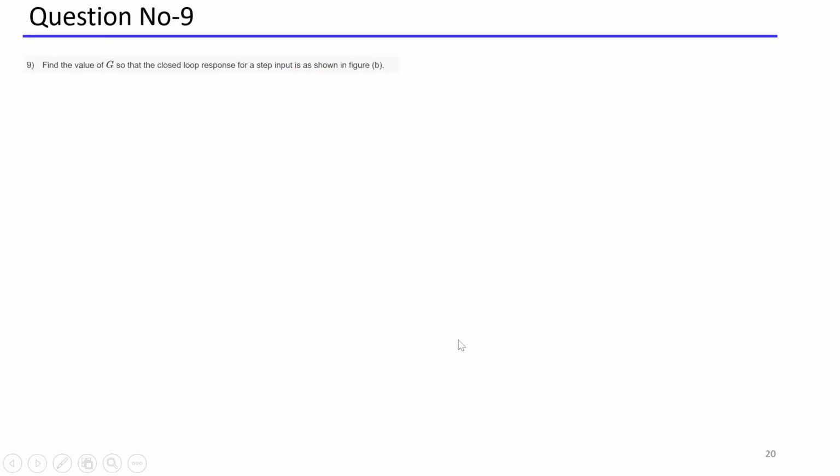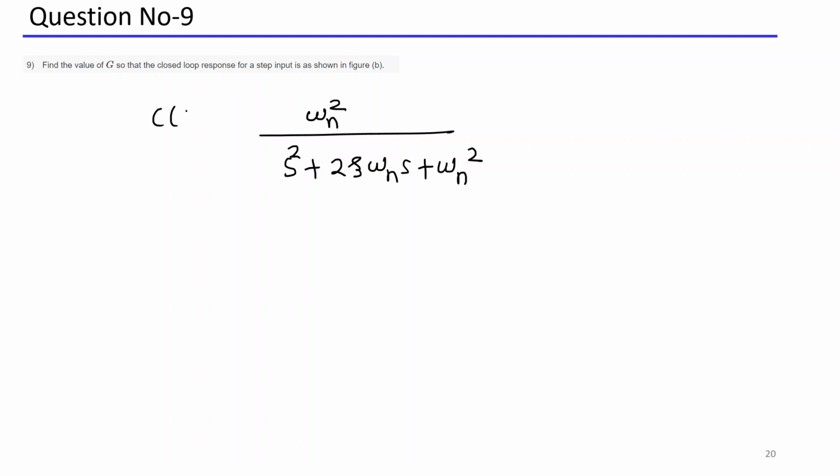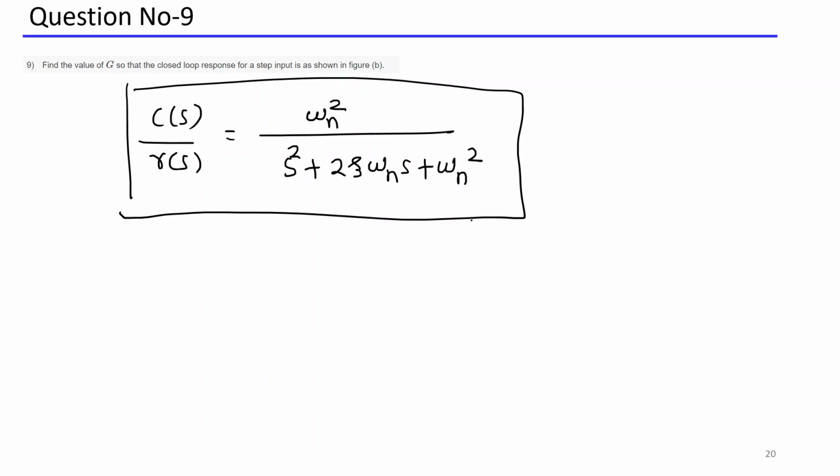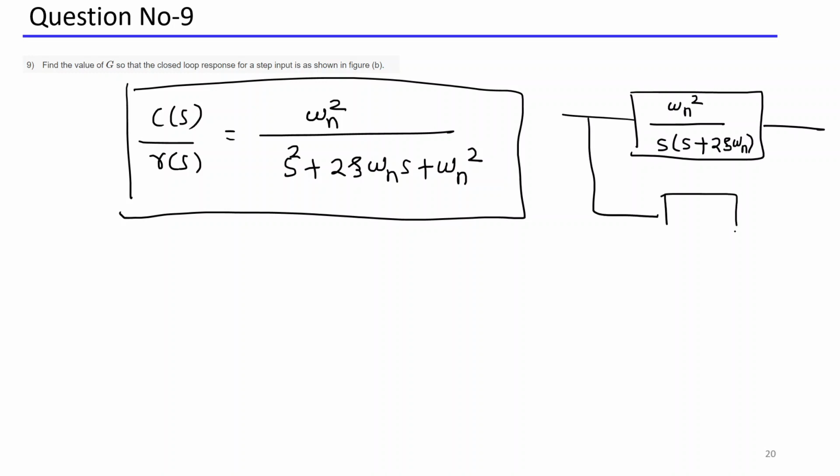Now let's go to second order systems. What is the second order system standard formula? Omega n square divided by s square plus 2 zeta omega n s plus omega n square. This is C(s), the output, divided by the input R(s). Does everyone know how it comes? How do you derive it? The open loop transfer function is omega n square divided by s into (s plus 2 zeta omega n), and it is given to a unity feedback system.